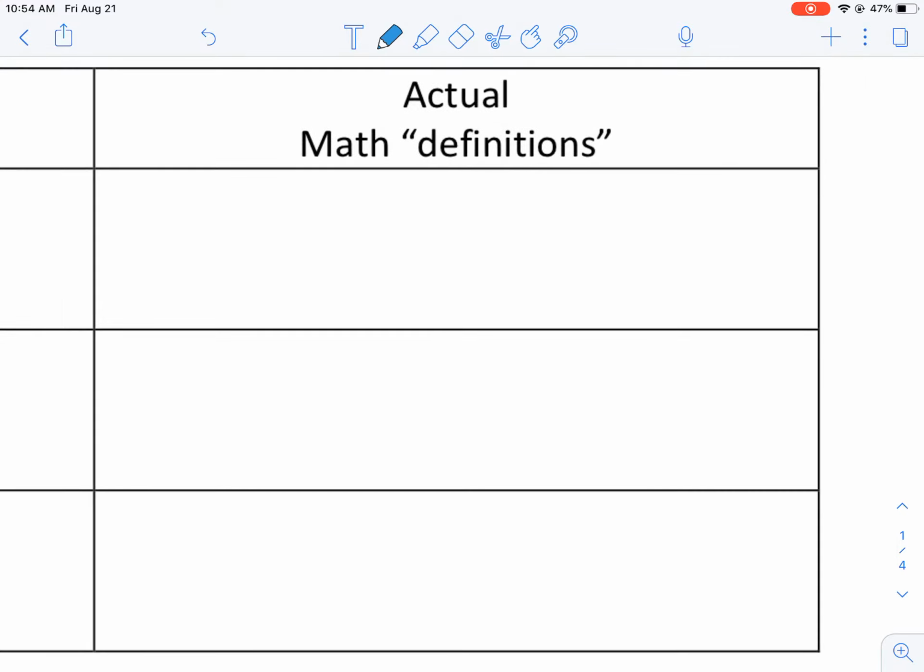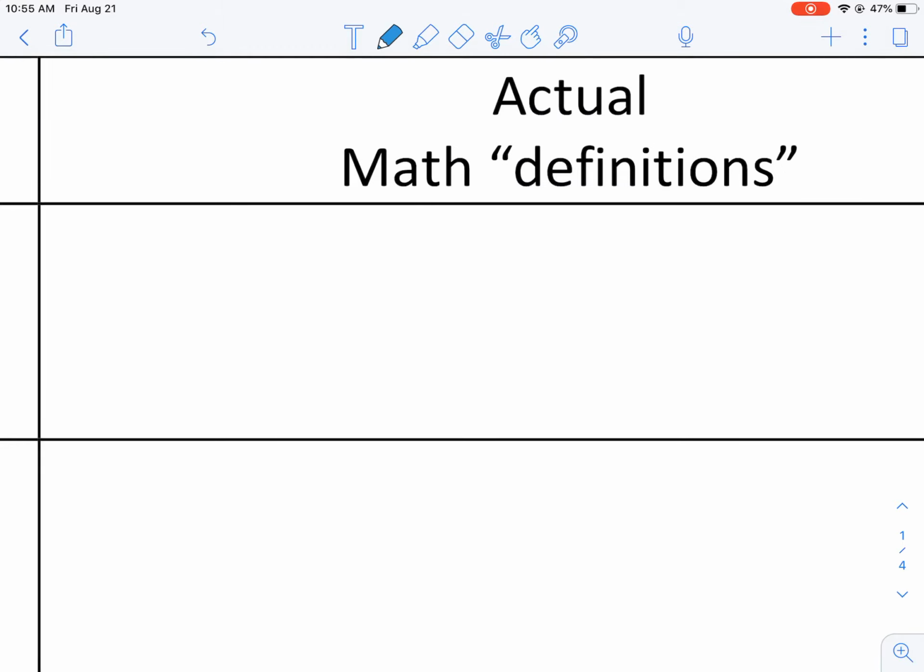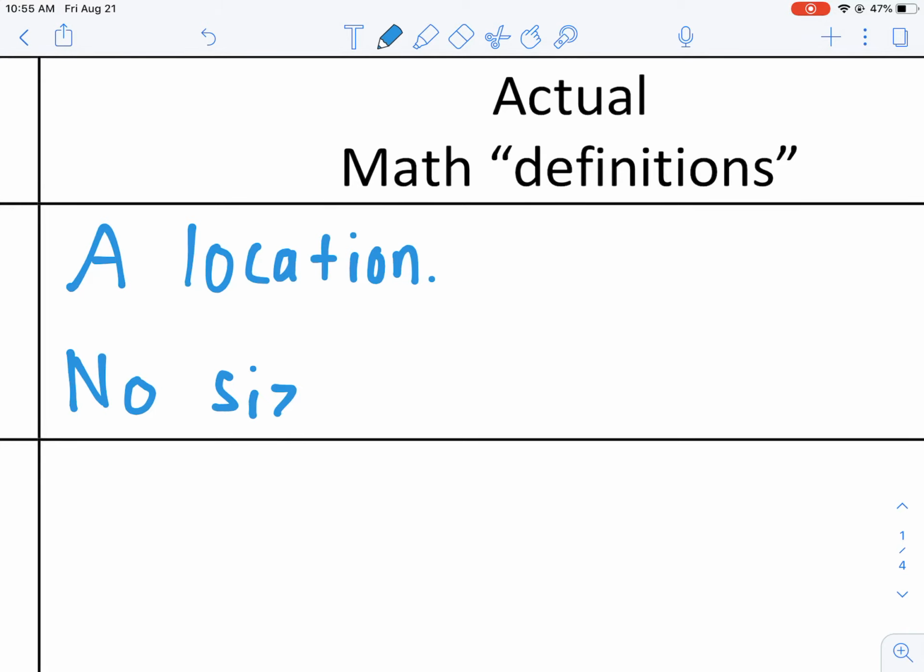Now, a point is the building block of geometry. So it's kind of hard to define a point because a point is what you use to define everything else. So a point is simply a location. It can be a coordinate, like on a coordinate plane, but not necessarily. A point has no size or shape. Now, we'll usually draw points as circles, but that's just our representation of what points are. A point is just a location in space.